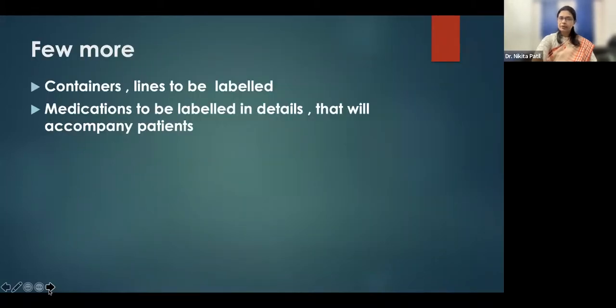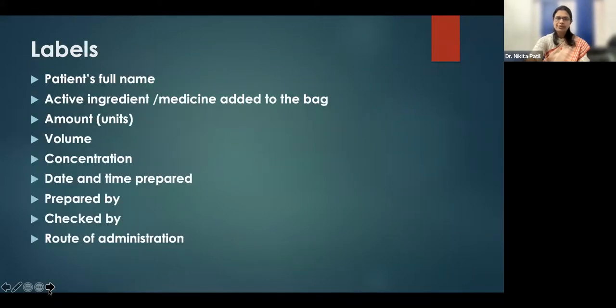Containers and lines need to be labeled from the OT going to the ward, from the CT scan center going somewhere else. So everything has to be labeled. Medications that will accompany patients are to be labeled in detail. What has to be written on the labels?